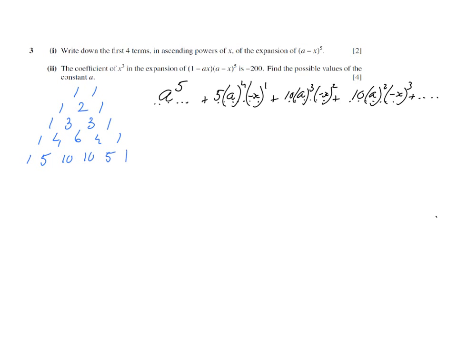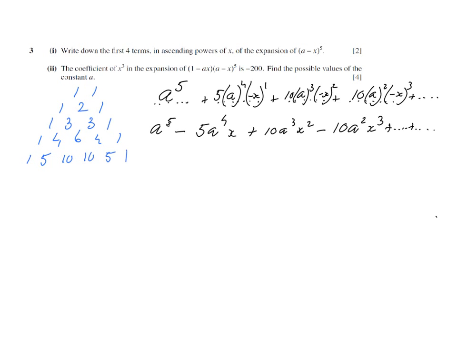So if I simplify that, we are going to get a to the power 5 minus 5a to the power 4 x plus 10a to the power 3 x squared. Why plus? Because it's minus x squared, so you lose that negative. And then again, minus 10a squared x to the power 3. And I'll just do plus to show that I understand that there are more terms, but we only have to write down the first 4. Good, that was for 2 points.